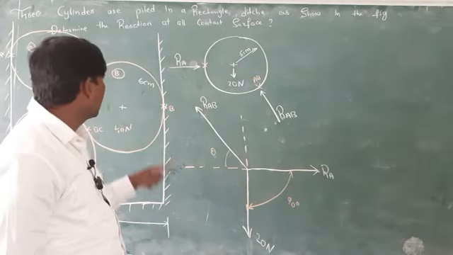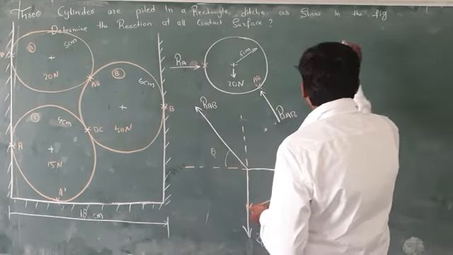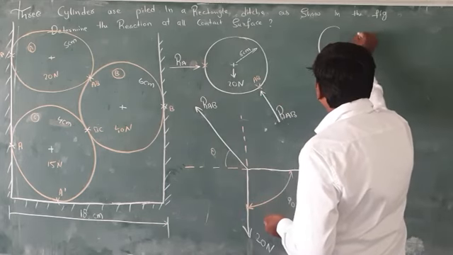For finding this angle, again you have to take this sphere. This is sphere 1 and this one is sphere 2.